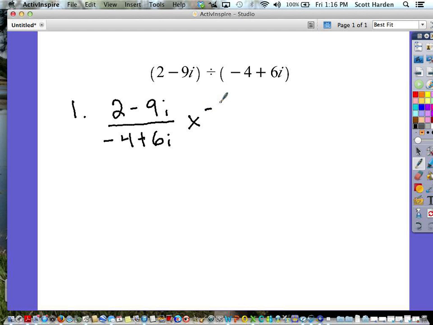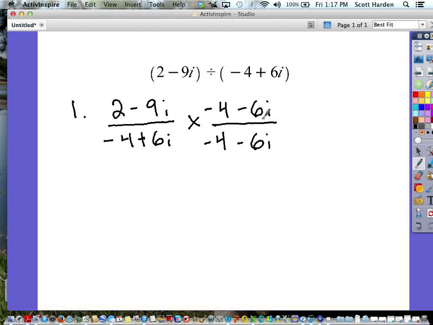It would be negative 4 minus 6i. That's the conjugate. Remember, it's the conjugate of the denominator. So the negative 4 remains. We change the sign to its reverse, which is subtraction in this case. So we multiply the top and the bottom by the conjugate. Okay?